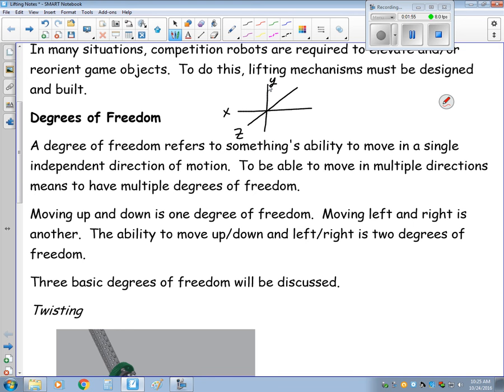4, 5, and 6 are rotation. So I can rotate around the z-axis, I can rotate around the x-axis, or I can rotate around the y-axis. That makes, in total, 6 degrees of freedom. And that's really all there are. There is no 7th or 8th, at least not to my knowledge. So we have 6 degrees of freedom.